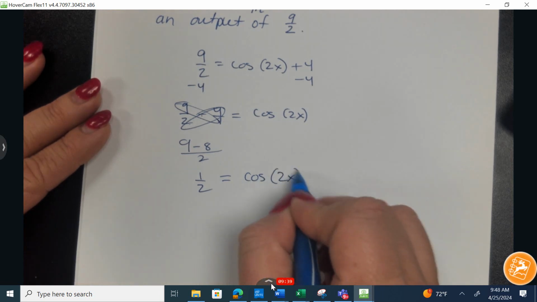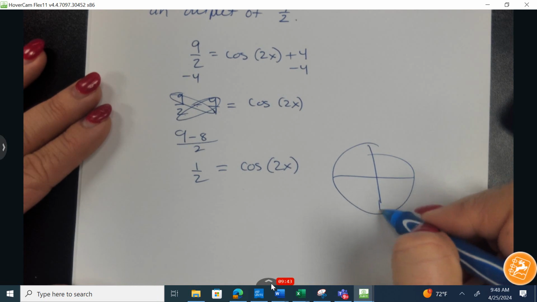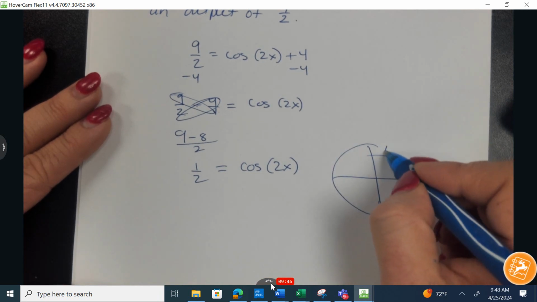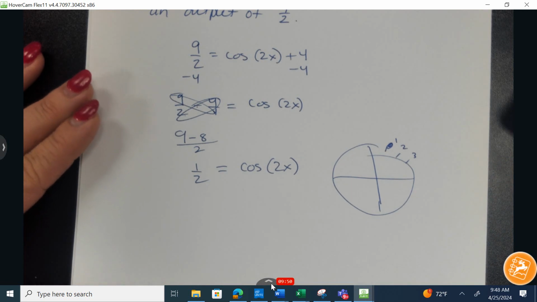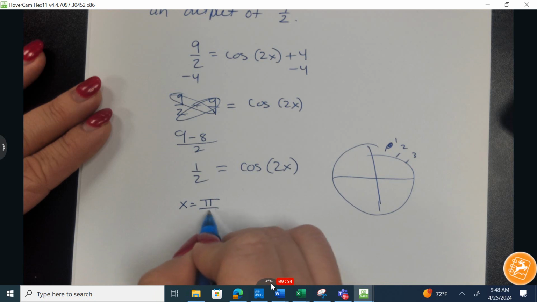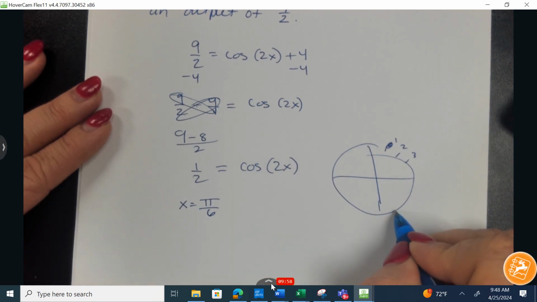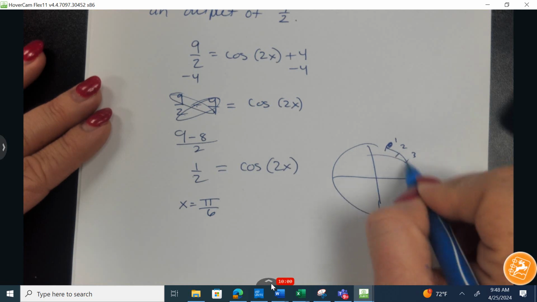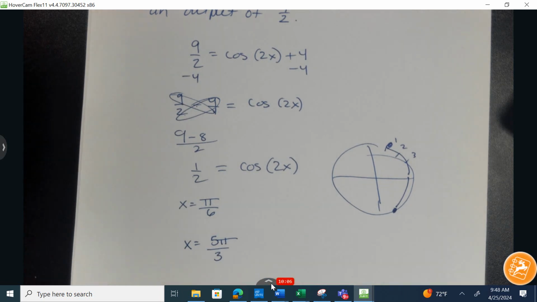Alright, where can I find a cosine of 1/2? Positive cosine of 1/2. 1, 2, 3, 1, 2, 3. So it's going to be right here, a positive cosine. So one answer would be at pi over 6. Again, it's a positive 1/2, and down here in quadrant 4, we can find cosines that are positive, so it would have to have a reference angle of 60 degrees. The other one would be at 5 pi over 3, or 10 pi over 6 reduced.